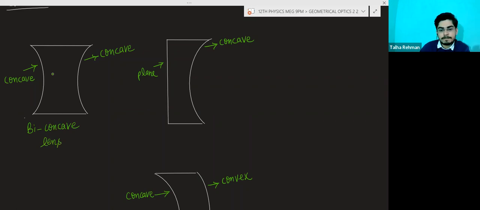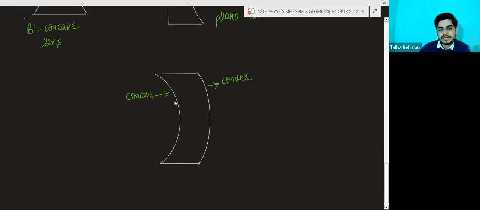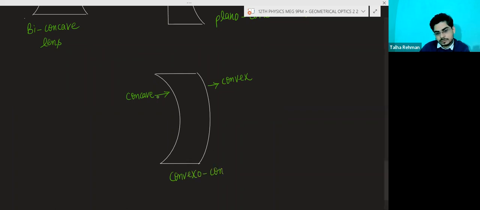This lens is known as plano-concave. This lens is known as convexo-concave lens.